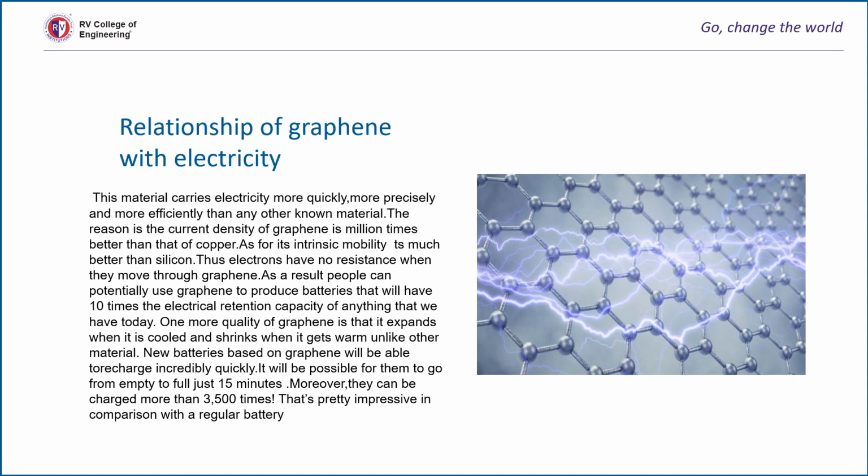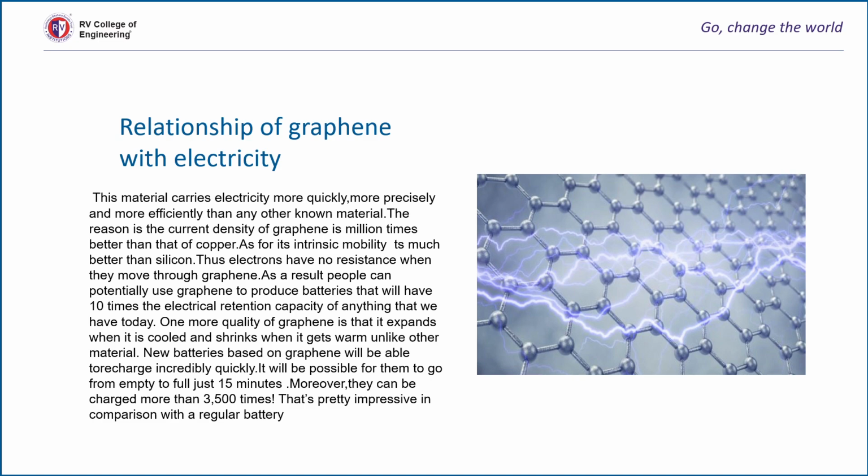So before jumping to graphene's application in solar cells, let's briefly give an overview of the relationship of graphene with electricity. This material carries electricity more quickly, more precisely, and more efficiently than any other known material. We might be thinking that nothing is more highly conductive than copper, but in fact that's not true. In today's era, graphene conducts electricity even much better than copper.